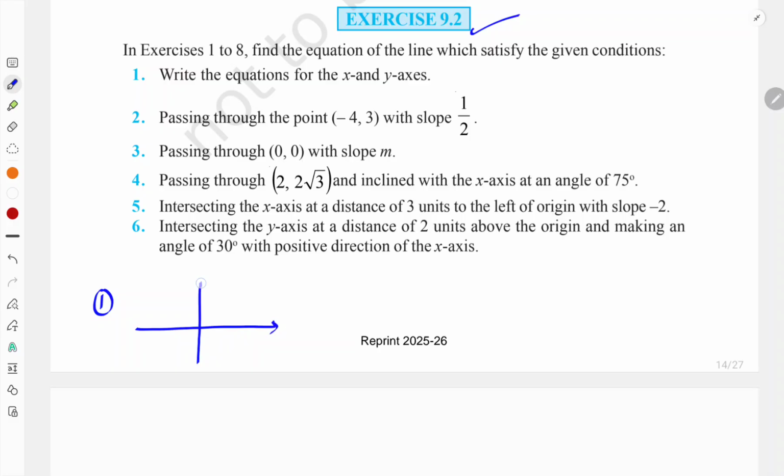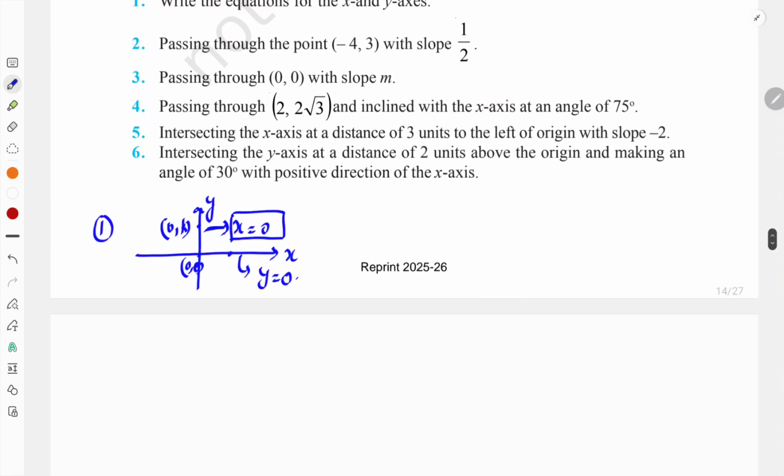You know, dear student, that this is the x-axis and this is the y-axis. It is (0, 0). On the x-axis, the y coordinate is always 0, so y = 0 is the equation of this line. On the y-axis, any point you take will be (0, k), meaning the x coordinate is always 0. x = 0 is the equation of the y-axis. After that, we'll go for the second problem.